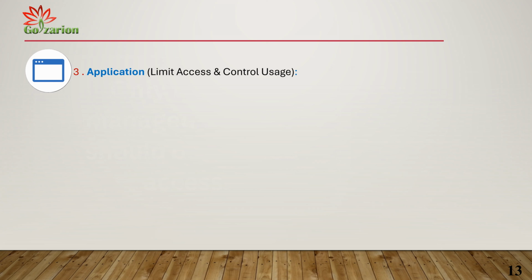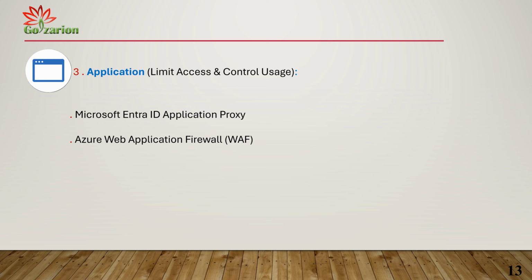Application security. The focus here is on limiting access and controlling usage across all your apps, wherever they are hosted. Use Microsoft Entra ID application proxy to securely access on-prem apps without VPN. Protect your web apps with Azure Web Application Firewall, or WAF, against common threats like SQL injection or XSS. Enforce least privilege. Only give users the access they truly need, even within the app.